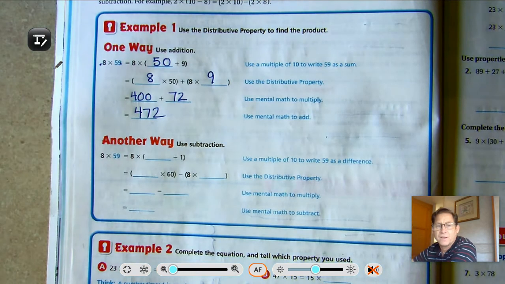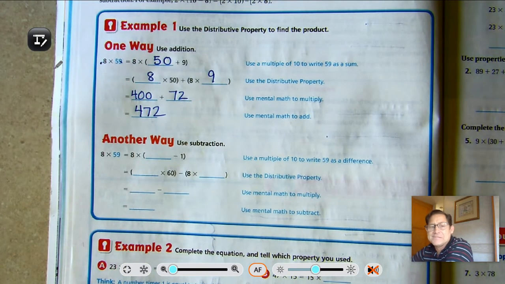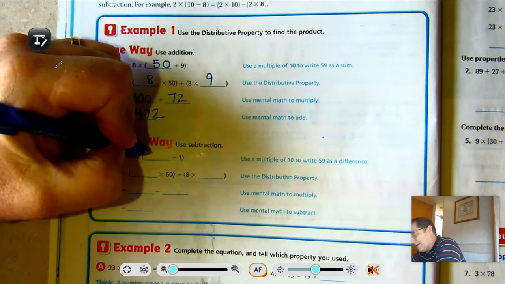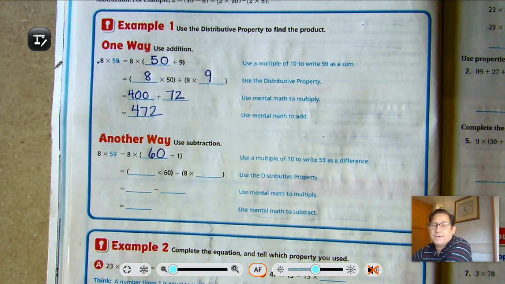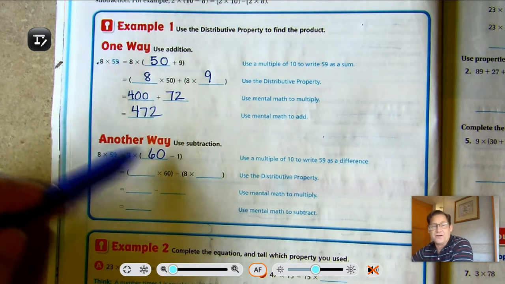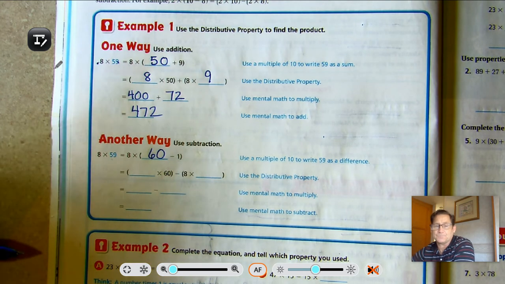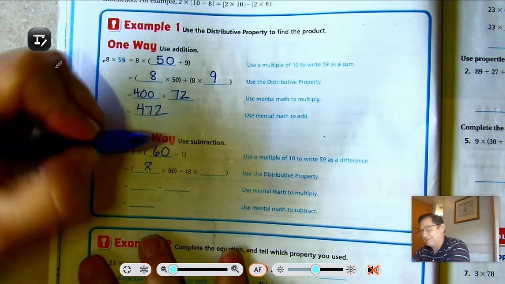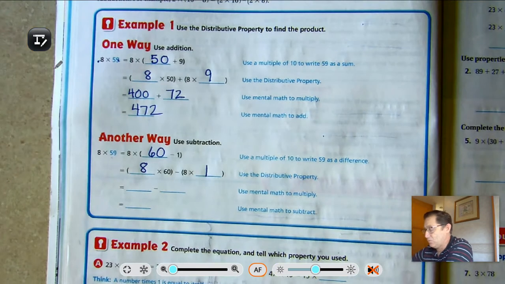But I could also see that 59 is really close to 60. Why don't I change the 59 to 60 and use subtraction? So we could say 8 times 60 take away 1. What's 60 take away 1? 59. So I didn't change the value. I just made a number that's going to be easier to multiply. So we're going to say 8 times 60 minus 8 times 1.